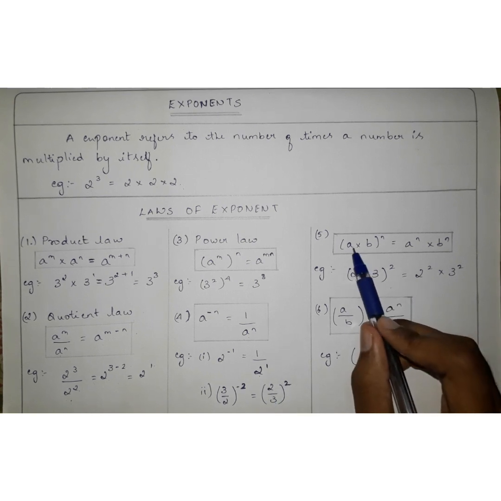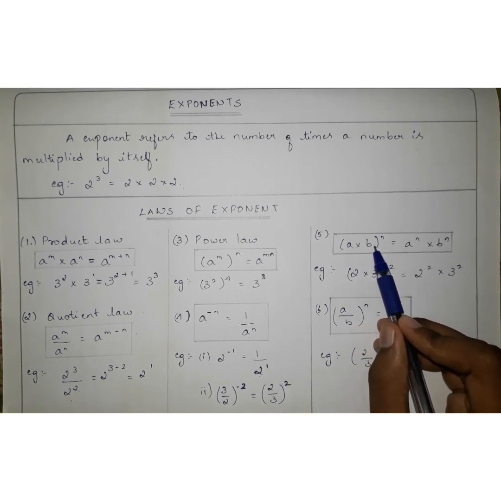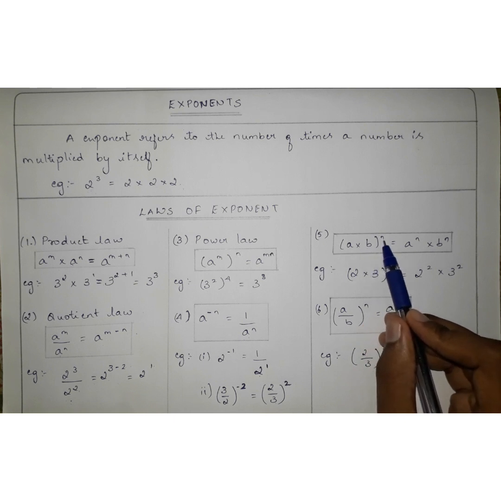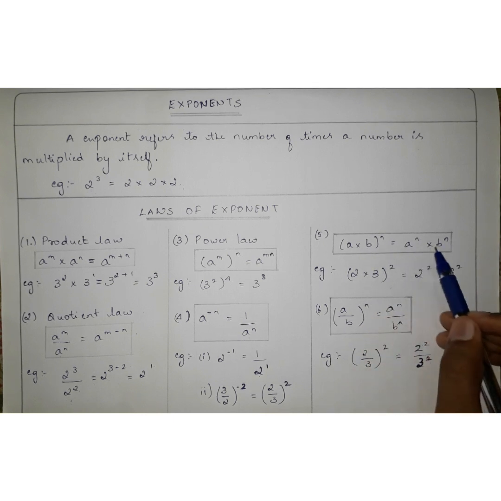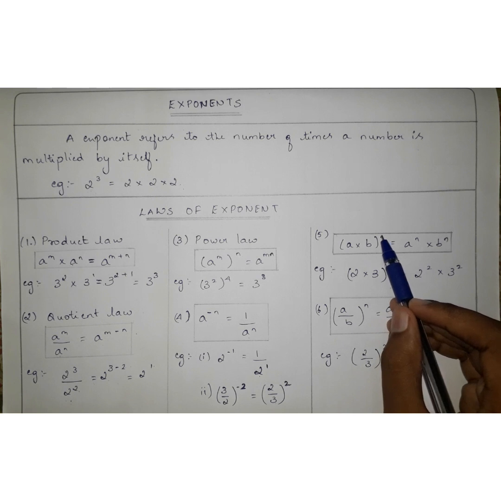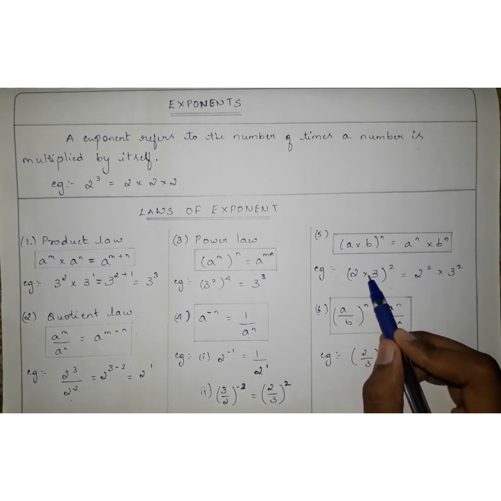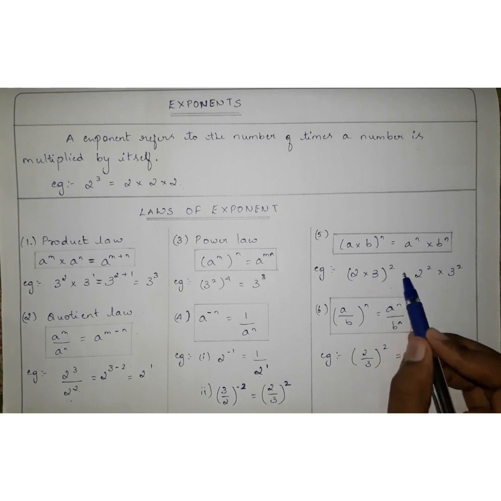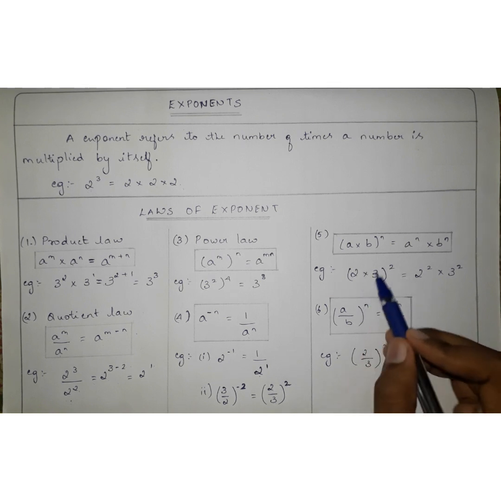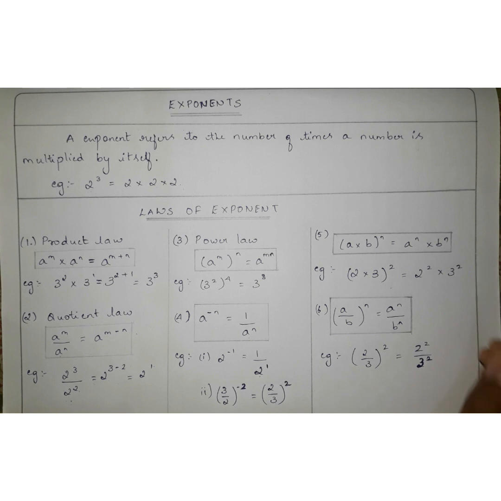Next formula. a into b whole to the power n is nothing but a to the power n into b to the power n. We need to distribute this power equally. For example, 2 into 3 whole to the power 2 is nothing but 2 to the power 2 into 3 to the power 2. Next formula is a by b whole to the power n. That is nothing but a to the power n divided by b to the power n. We are going to split this n equally to a and b.